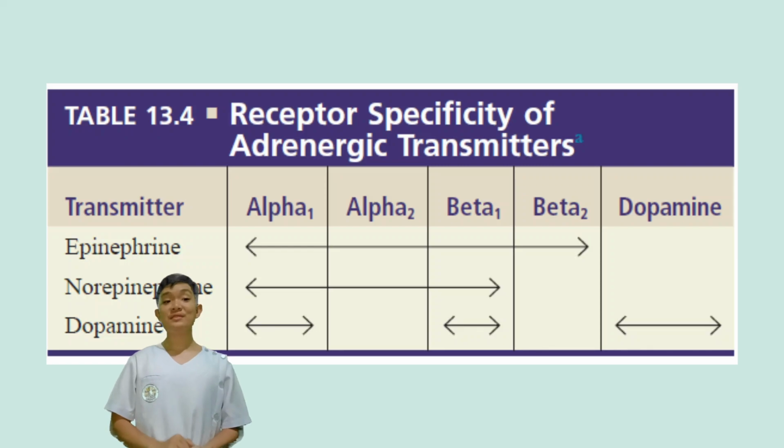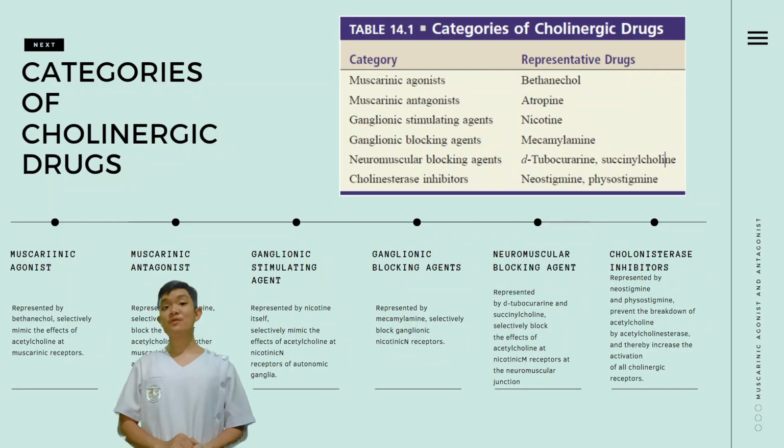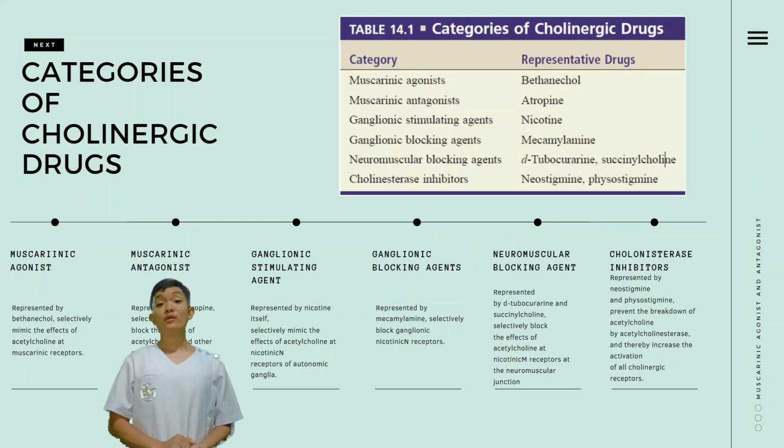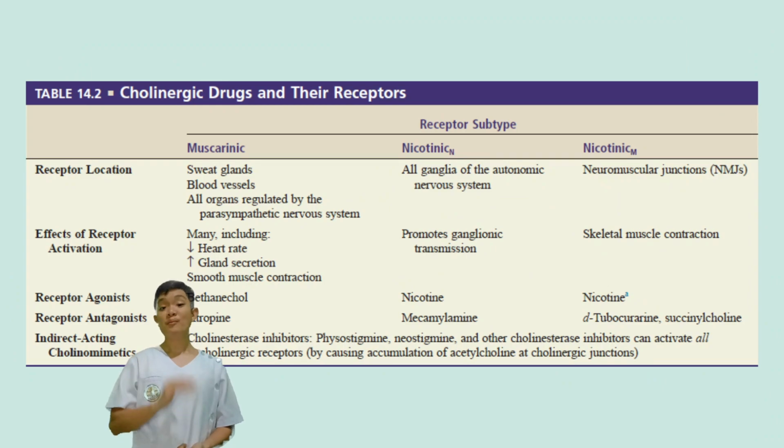What we need to know about these categories of cholinergic drugs are their representative drugs. Please refer to table 14.1. Do not worry because we are going to discuss this in the following portions. We also have table 14.2, cholinergic drugs and their receptors. Pause if you need to.